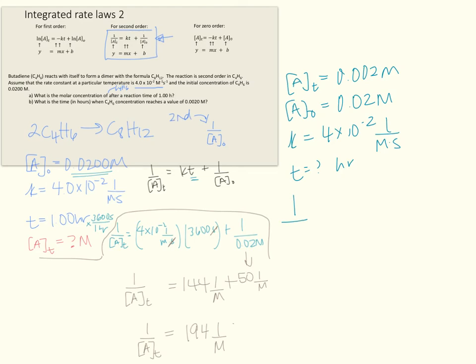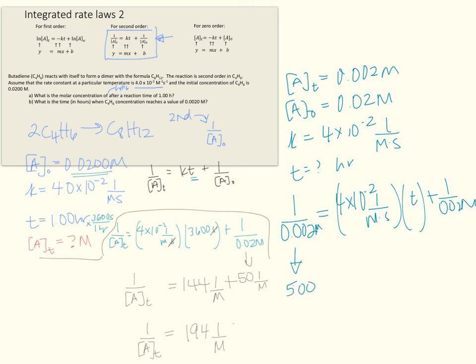So I've got 1 divided by 0.002 is equal to 4 times 10 to the negative 2, that's molarity, times t, plus, and remember this was 1 divided by 0.02 molar. You can barely read that. Okay, so if I try to make this a little easier to work with, I'm going to take 1 and divide it by 0.002, and so that's going to be 500. And then 4 times 10 to the negative 2 plus 50 inverse molarity. That's an M down here in case you can't read it.